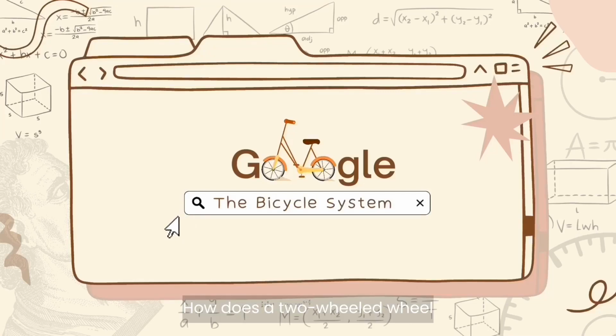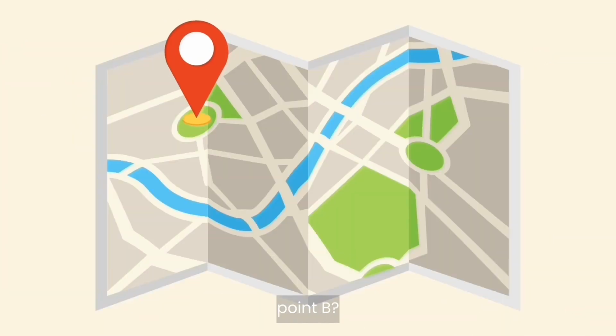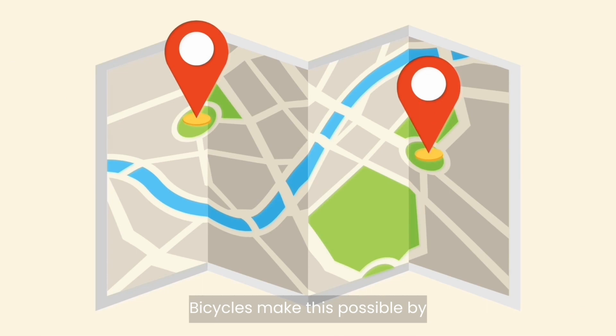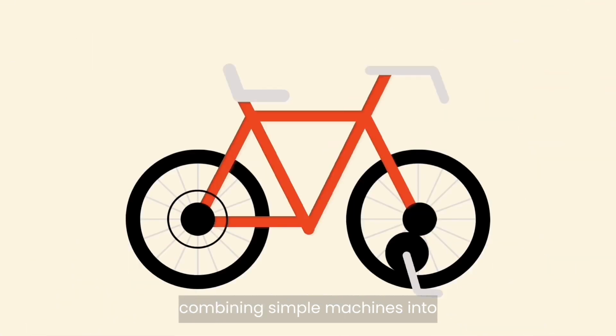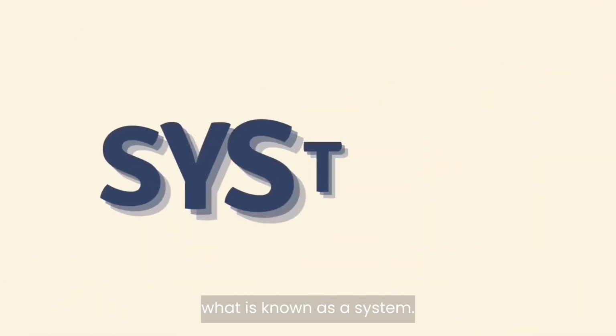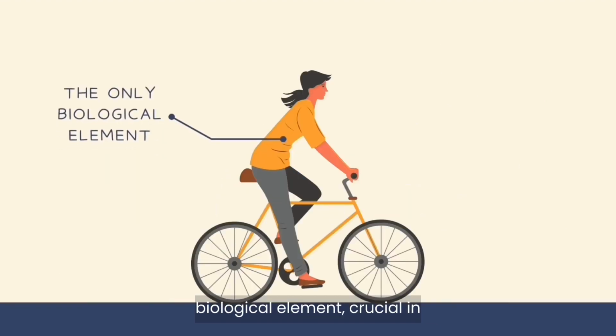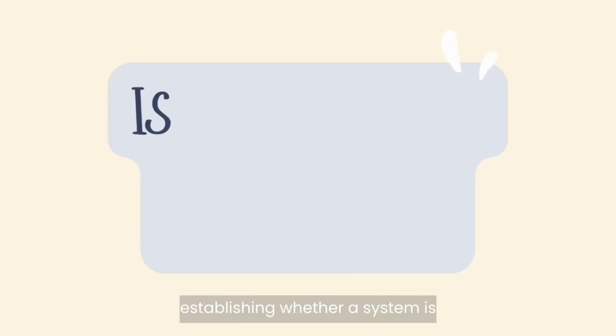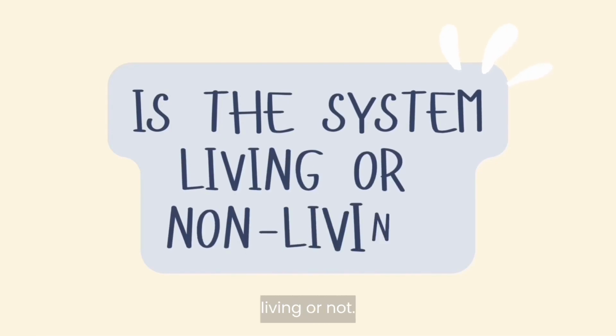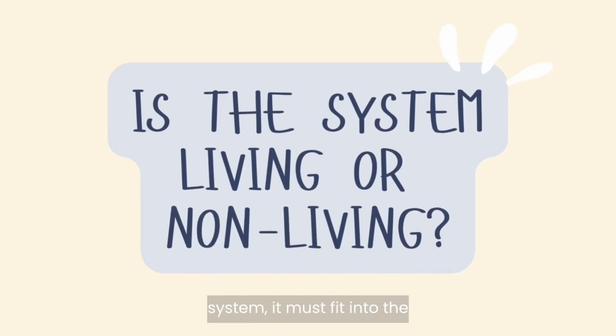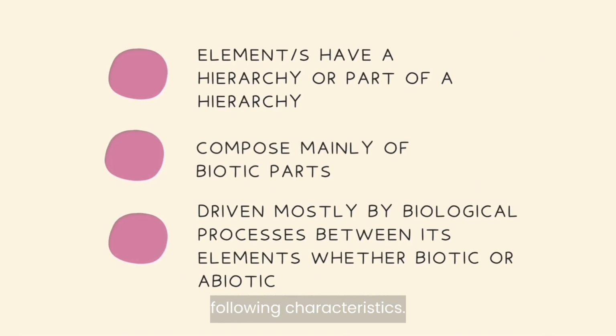How does a two-wheeled vehicle get us from point A to point B? Bicycles make this possible by combining simple machines into what is known as a system. The rider is the one and only biological element, crucial in establishing whether a system is living or not. For it to be considered a living system, it must fit into the following characteristics. So far, we've crossed 2 out of this checklist.